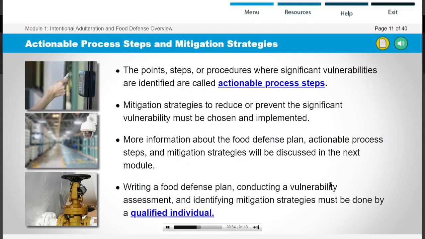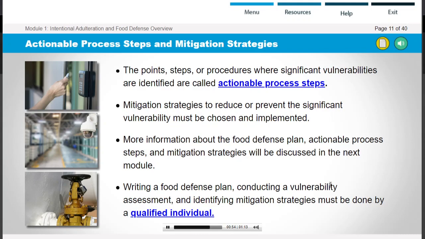More information about the Food Defense Plan, actionable process steps, and mitigation strategies will be discussed in the next module. It's important to note that you must be a qualified individual with specialized training or experience to develop the Food Defense Plan, conduct a vulnerability assessment, or choose appropriate mitigation strategies.